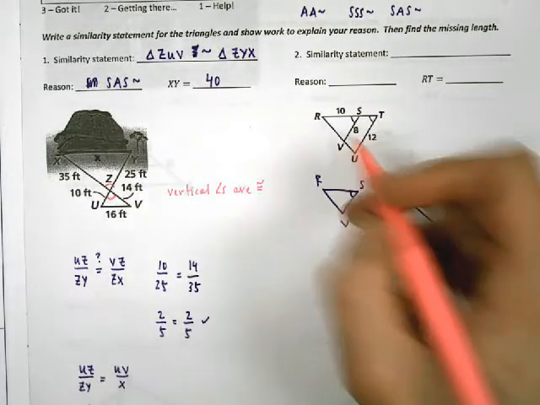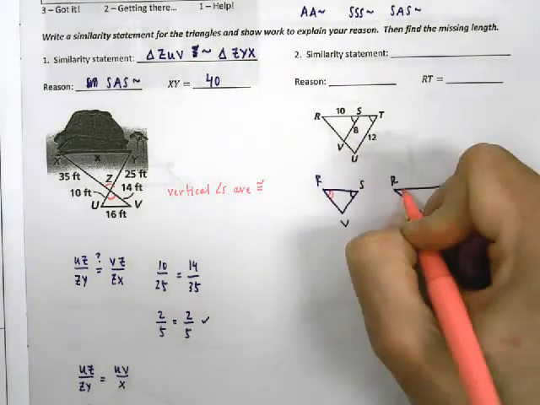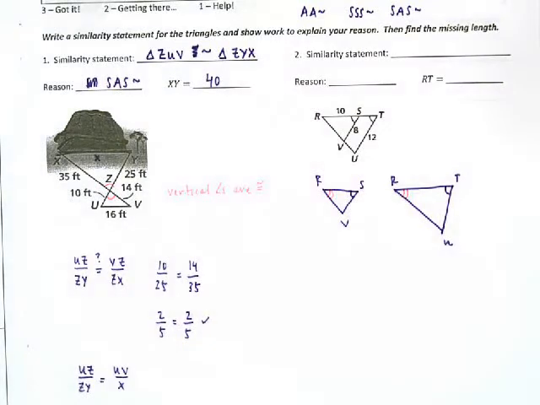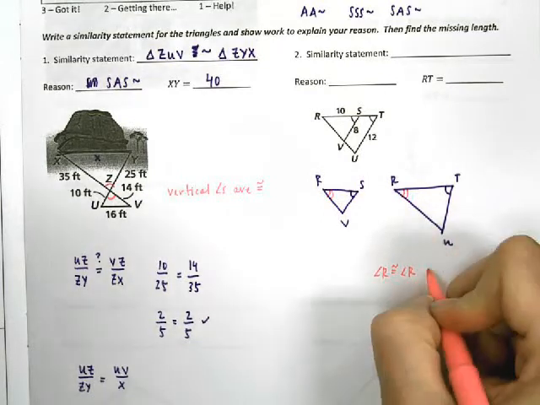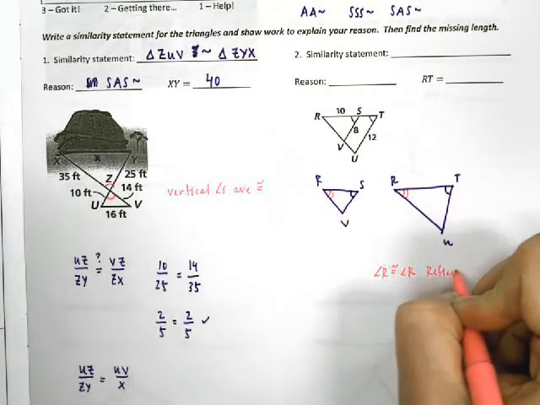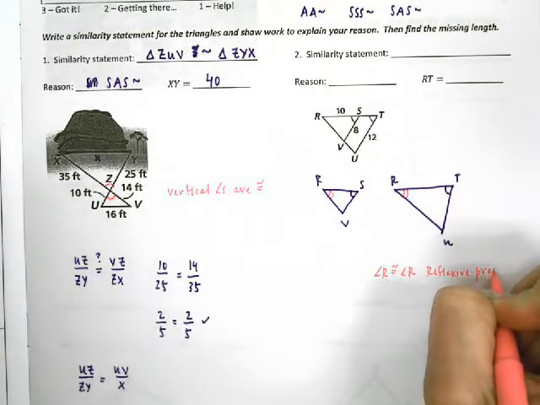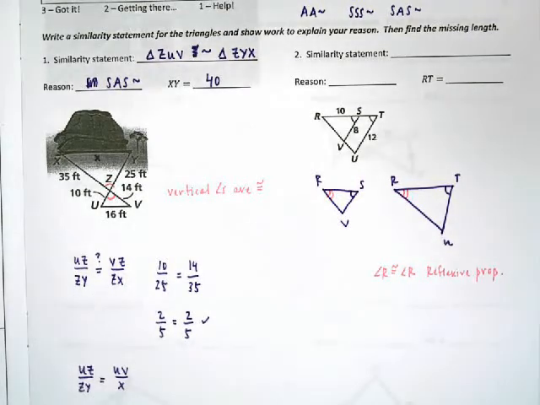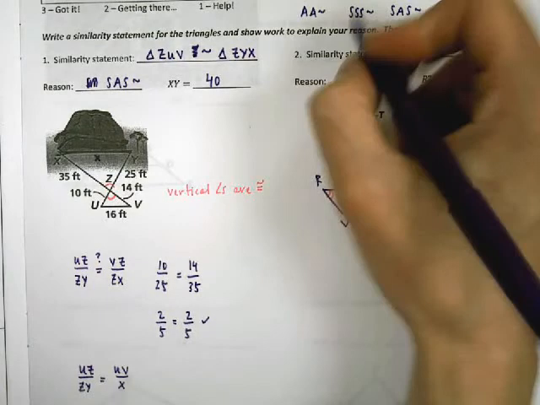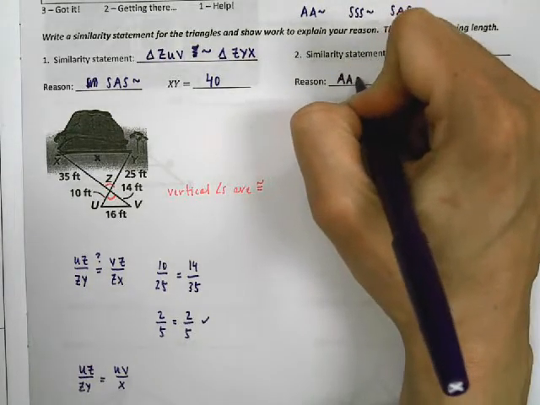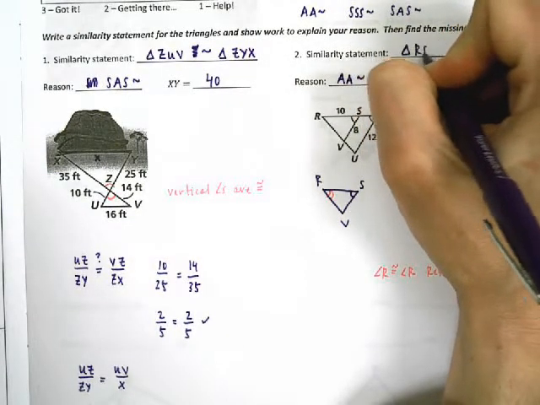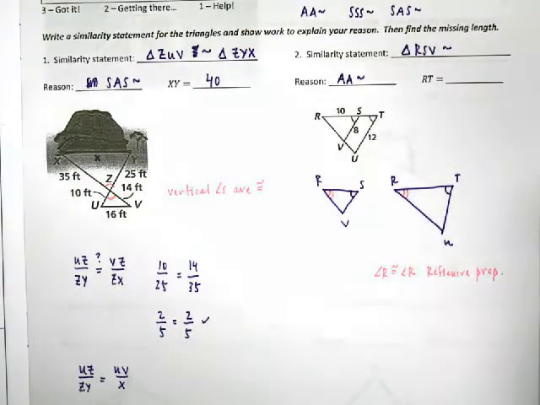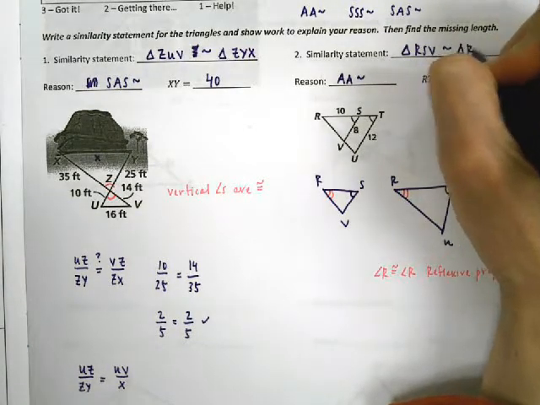However, what I know is since these triangles share angle R, angle R is congruent to itself by the reflexive property. So now I know that I have two pairs of congruent corresponding angles, so I don't even need to check side lengths. Our reason is going to be angle-angle similarity. And I'm going to write triangle RSV is similar to triangle RTU.